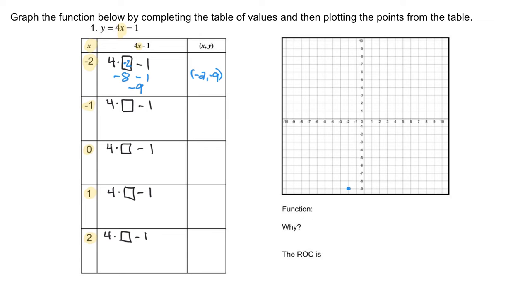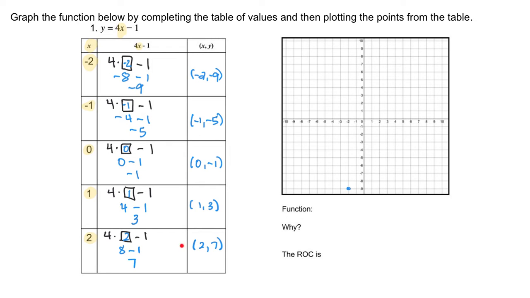So we need to plug in the x values at each row. So for the second row here, I have x is negative 1. So I would plug that in. 4 times negative 1 minus 1. In the middle row, I have 4 times 0 minus 1, 4 times 1 minus 1, and 4 times 2 minus 1. And you're going to go through and simplify that using order of operations.